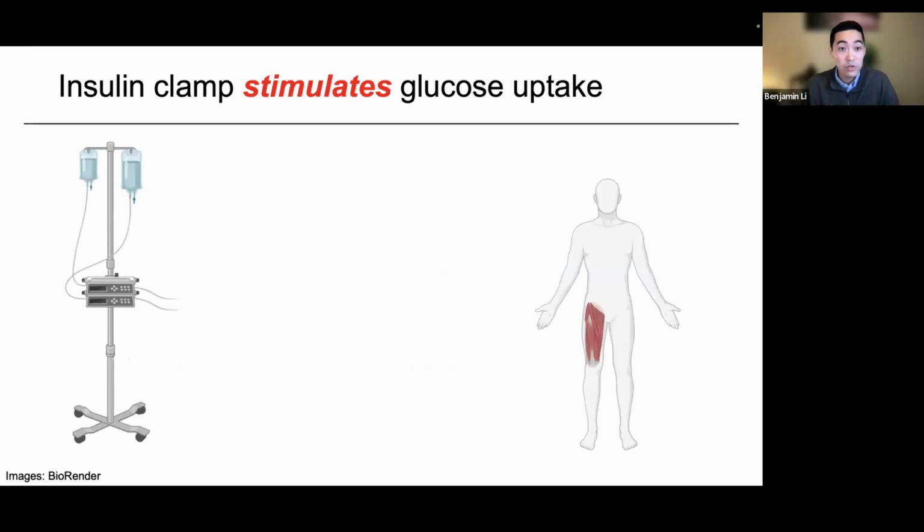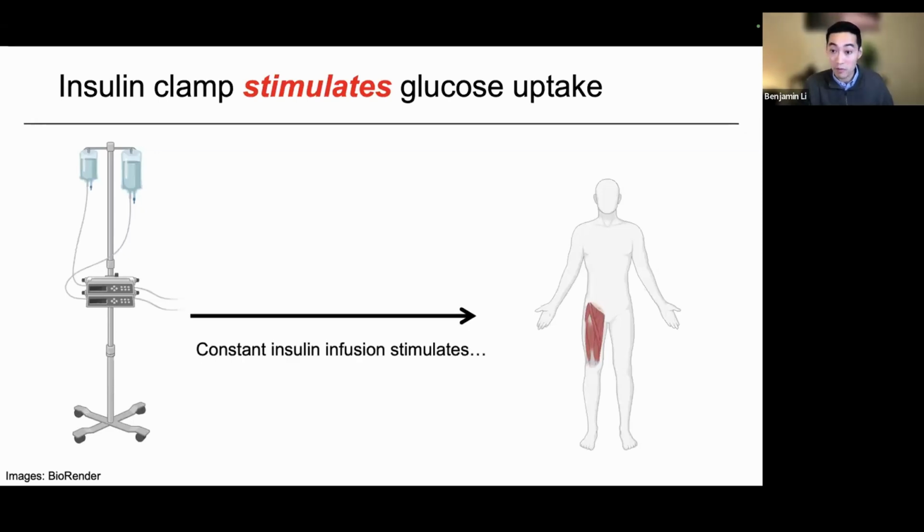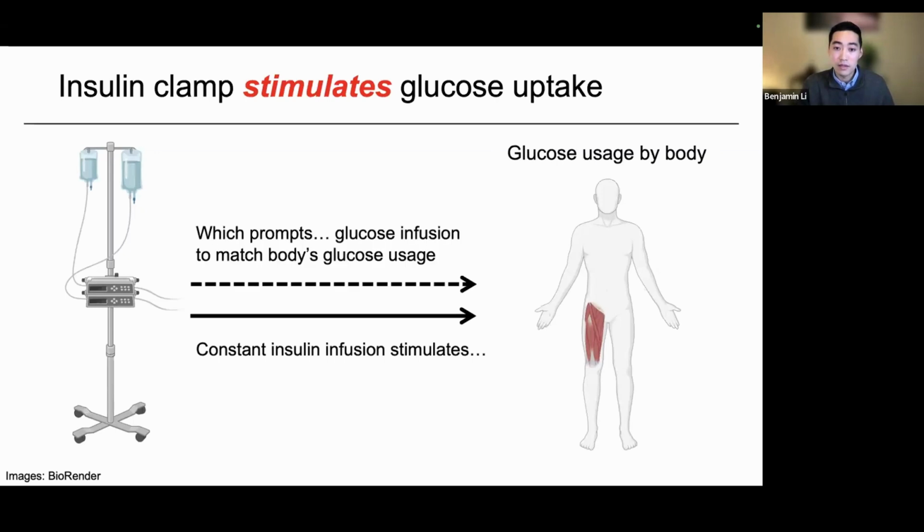So in our project, we're using a technique called the insulin clamp. In an insulin clamp, insulin, which is a very powerful hormone, is infused into the body at a constant rate. And insulin then stimulates glucose usage, principally by skeletal muscle in the body. And then to match the body's glucose usage, an equivalent infusion of glucose is constantly infused into the body to replace the usage over time.